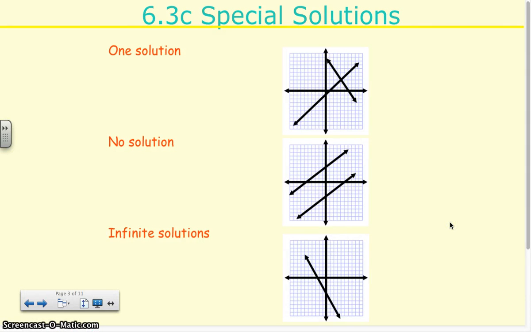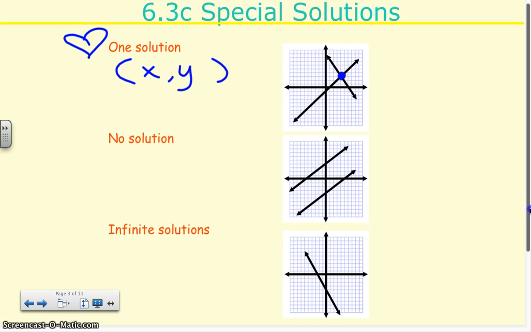Okay, this last part of 6.3, we're going to talk about simple or special solutions. The different kinds of solutions we can get when solving a system of equations: a one solution situation is where we're left with a point (x, y), a one-point intersection. If you look at this visual example, we have an intersection point.